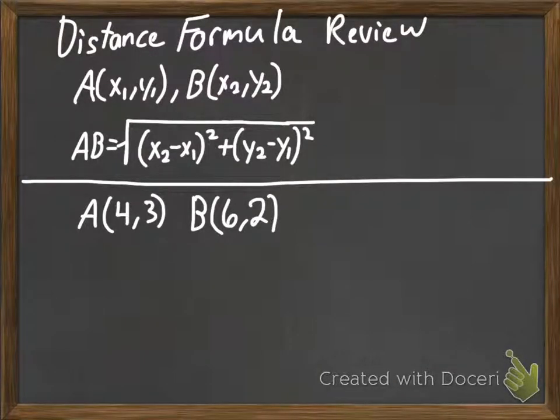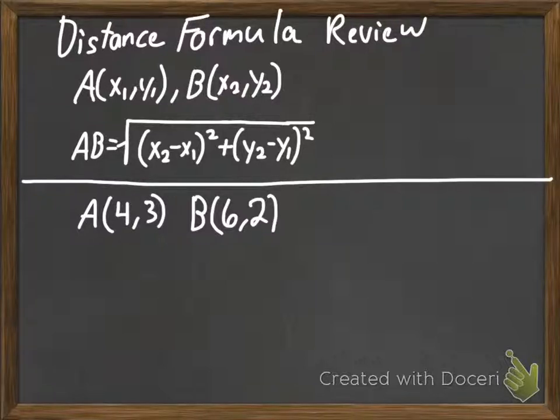And next we're just going to do a quick review of the distance formula. If you recall, if we have a point A at coordinates x1, y1, and point B with coordinates x2, y2, the distance from A to B is AB equals the square root of x2 minus x1 squared plus y2 minus y1 squared. And this actually comes from the Pythagorean theorem.